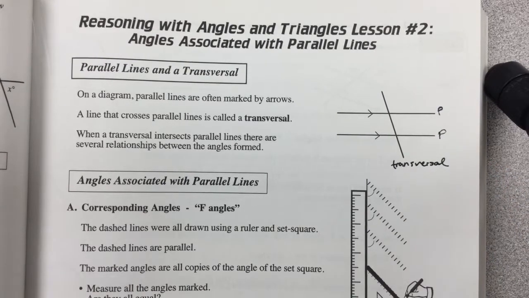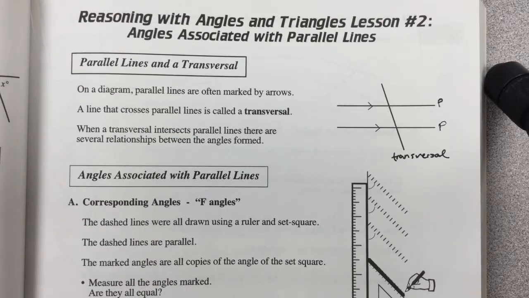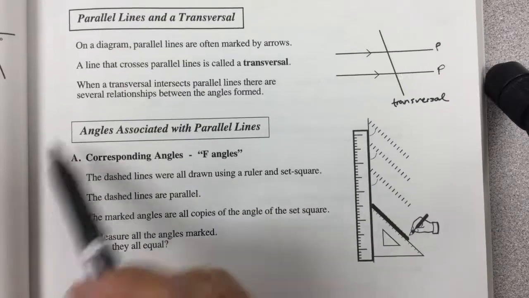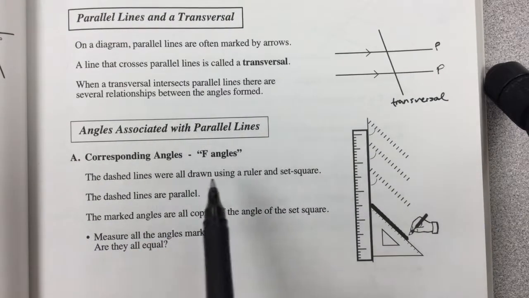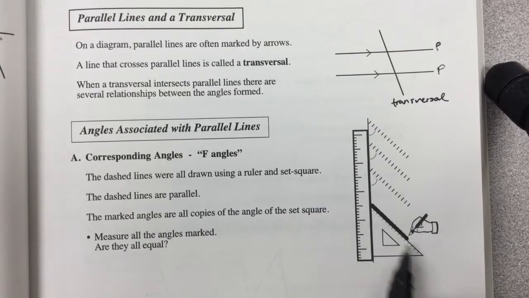Okay, so the first thing we're going to look at are some relationships that work out when parallel lines are formed. The first thing we're going to look at are corresponding angles. Now, this first example is just going to go through an example of if you have a straight edge, so a ruler, and if you also have a triangle that you'll find in your geometry set, it's called the set square.